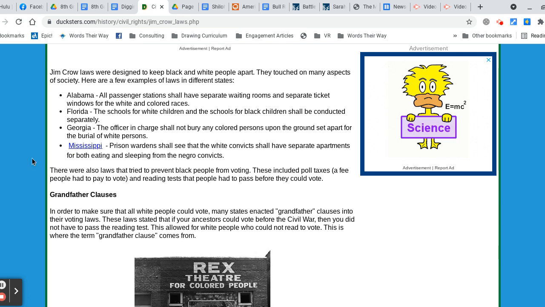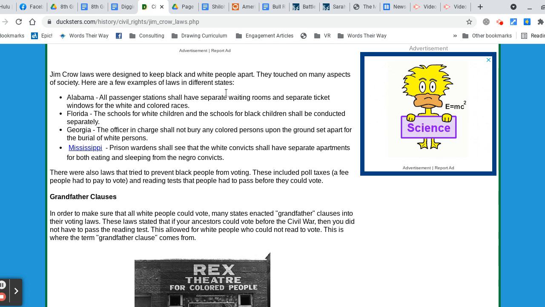Examples of Jim Crow laws. Jim Crow laws were designed to keep black and white people apart. They touched on many aspects of society. Here are a few examples of laws in different states. Alabama: All passenger stations shall have separate waiting rooms and separate ticket windows for white and colored races. Florida: The school for white children and the schools for black children shall be conducted separately.